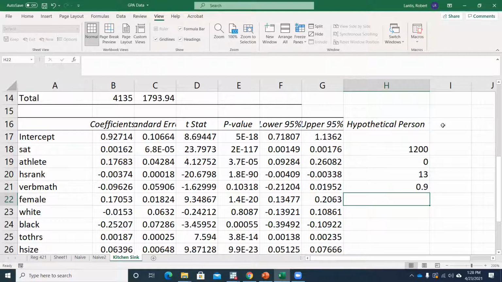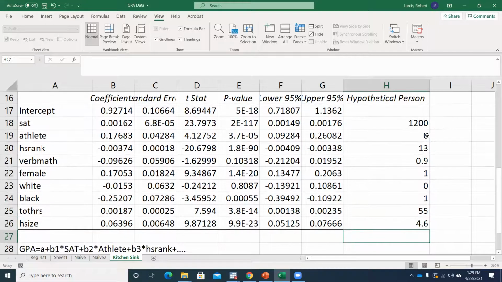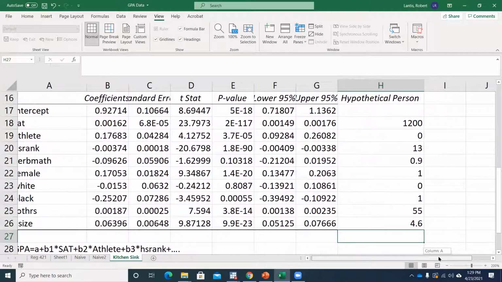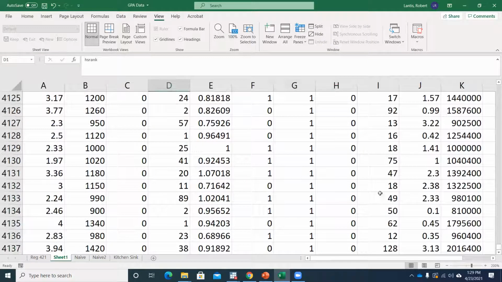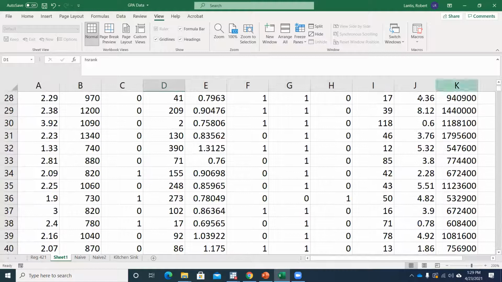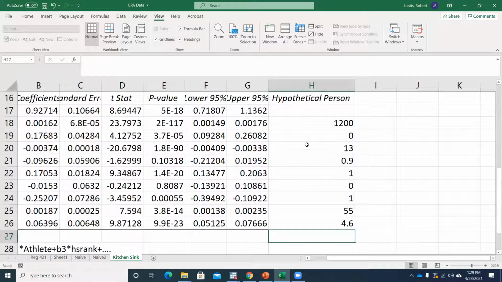Actually, I think it's probably measuring how many standard deviations away from the mean they are, but we'll just keep going. We'll say that they're female, they're not white, they're black, and it's 55 credit hours. Their high school size is not in the thousands. They divided it by 1,000. So I think something like 4.6 would be 4,600 people in their high school, or maybe it's 460. I can't remember exactly, but at least that makes sense for that high school size variable. The things are ranging here, right? That's a value that makes sense for us.